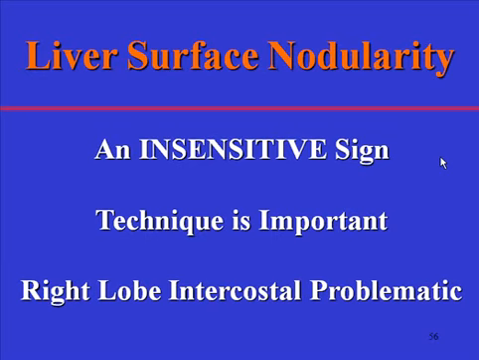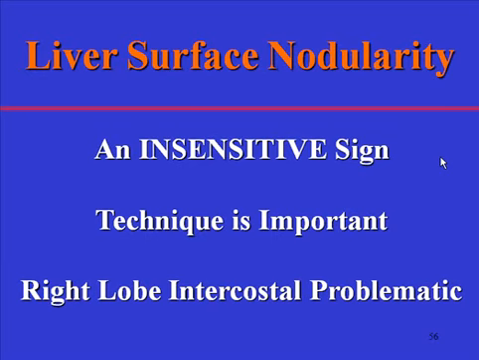A little bit about liver surface nodularity. A lot of people think that looking at the nodularity of the liver is useless. However, if you use this sign properly, it's quite useful. There's no question that it is an insensitive sign. Now, what does that mean? It means basically that you will encounter many people who have cirrhosis who do not have an apparently nodular surface. This is largely people who have micronodular cirrhosis. Technique is important in trying to elicit whether or not there is nodularity. And one thing that you don't want to do is scan between the ribs and the right lobe.